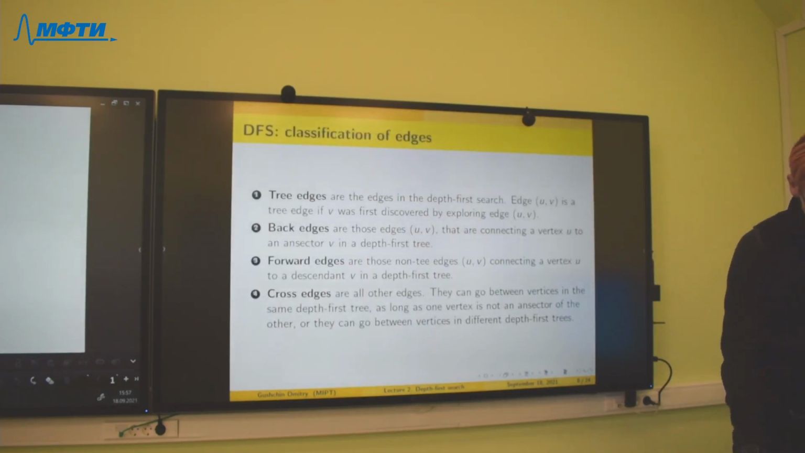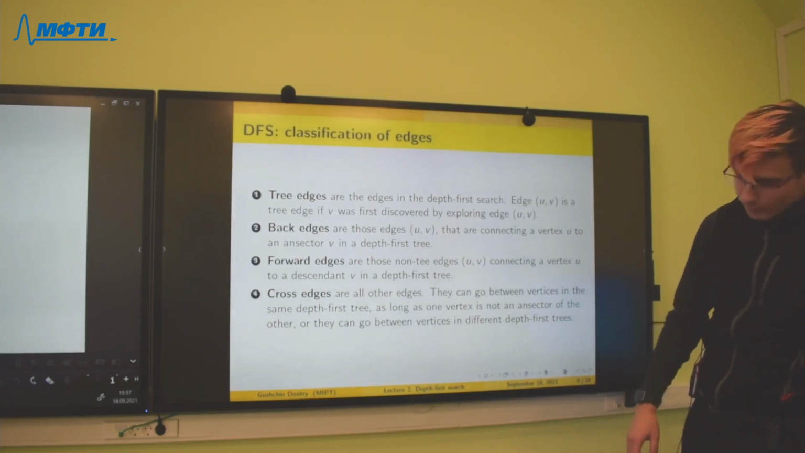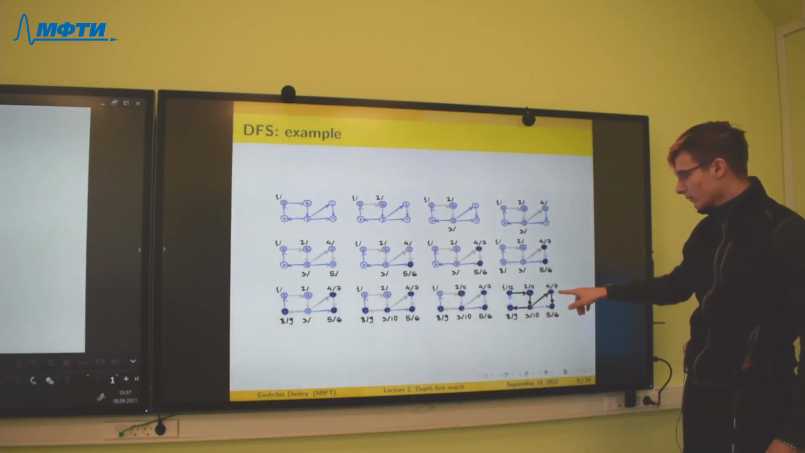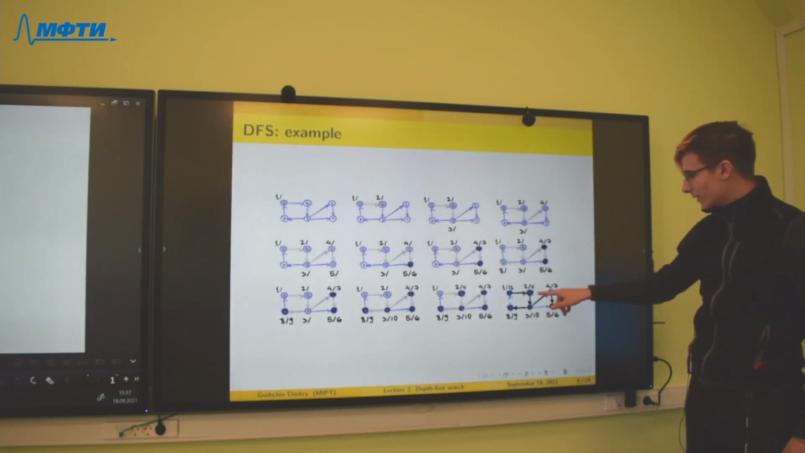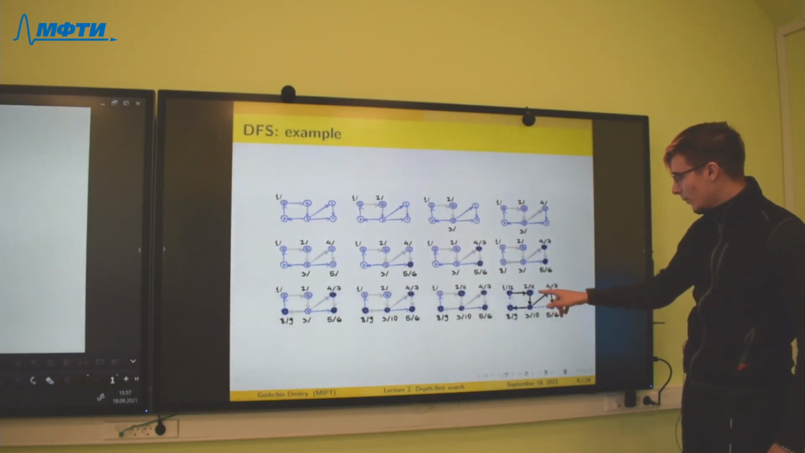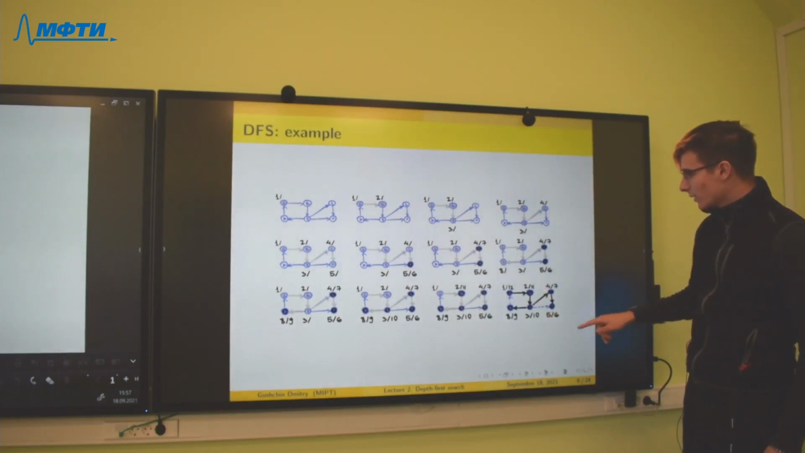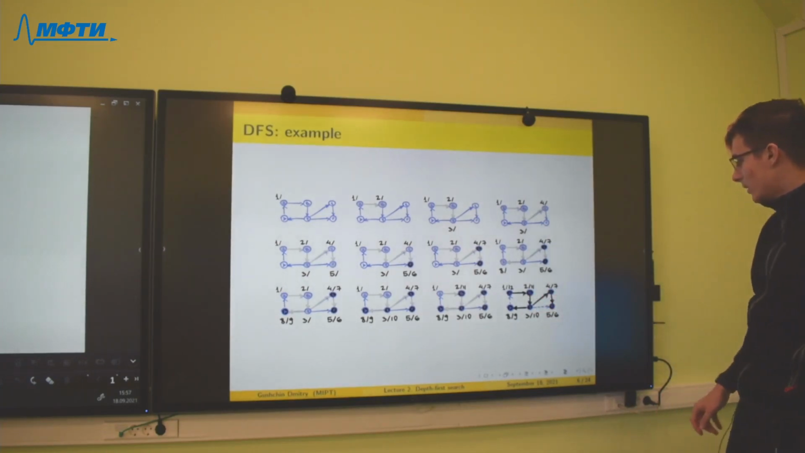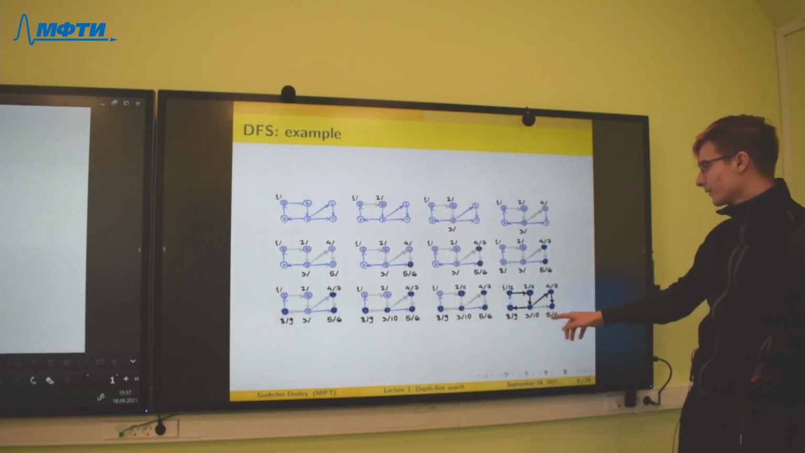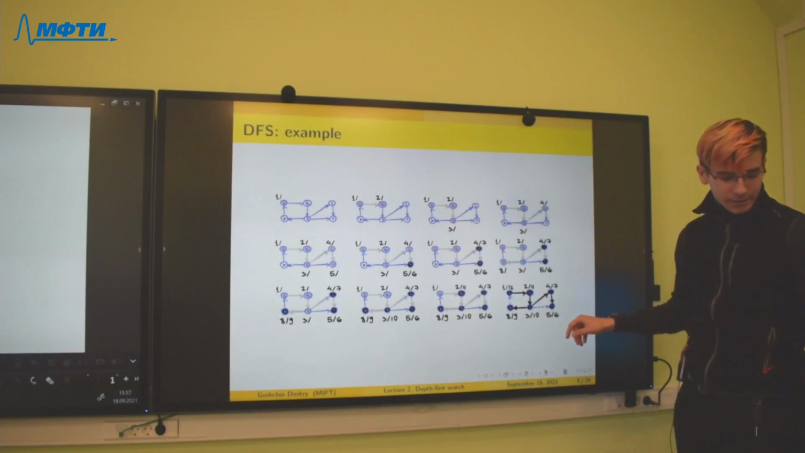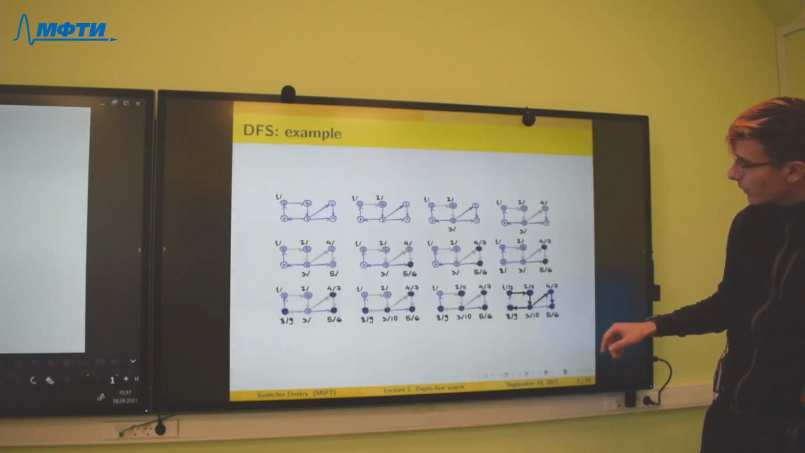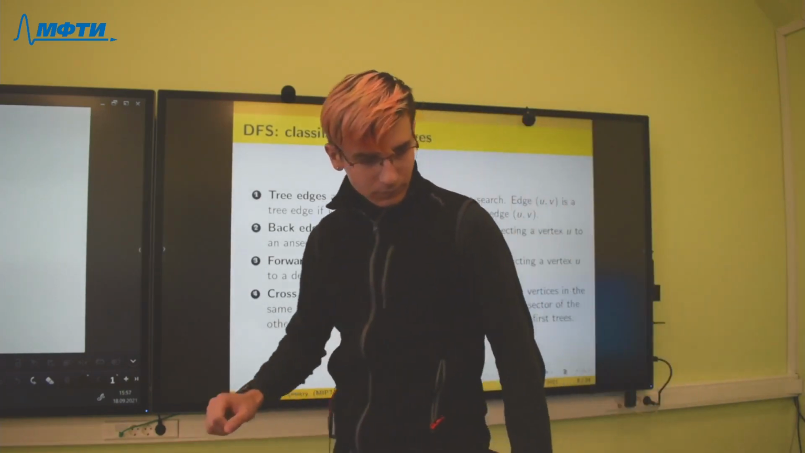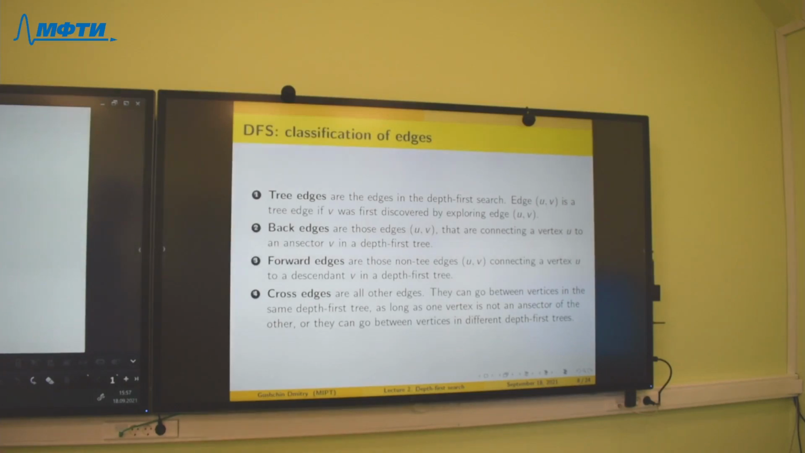So about trees and edges, we can see here we have the DFS tree. It has black edges, and we have edges in the graph that are not in the DFS tree. So there is a classification of edges. Why do we use colors for now?